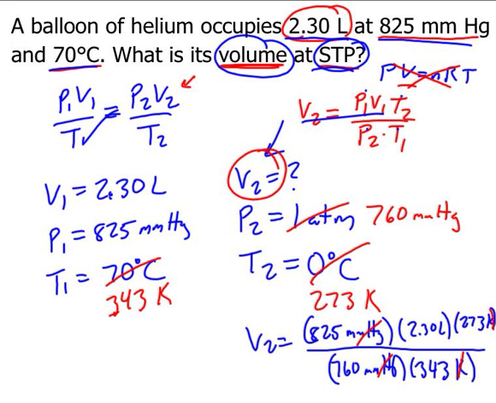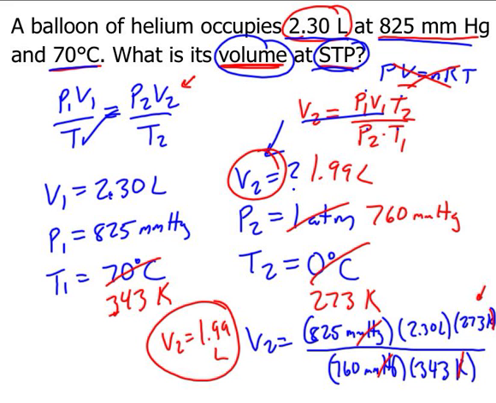And notice, as long as these pressure units are the same, it works out. You might say, well, why doesn't Celsius work out again? I would get an answer of 0 if this was in Celsius, which is not going to work out for us. So 825 times 2.3 times 273. Again, make sure you do order of operations properly when you divide, or it will not work. So when I do this all out, I get V2 equals 1.99 liters. And once again, if I want to check my answer, I can plug this back in to this equation.